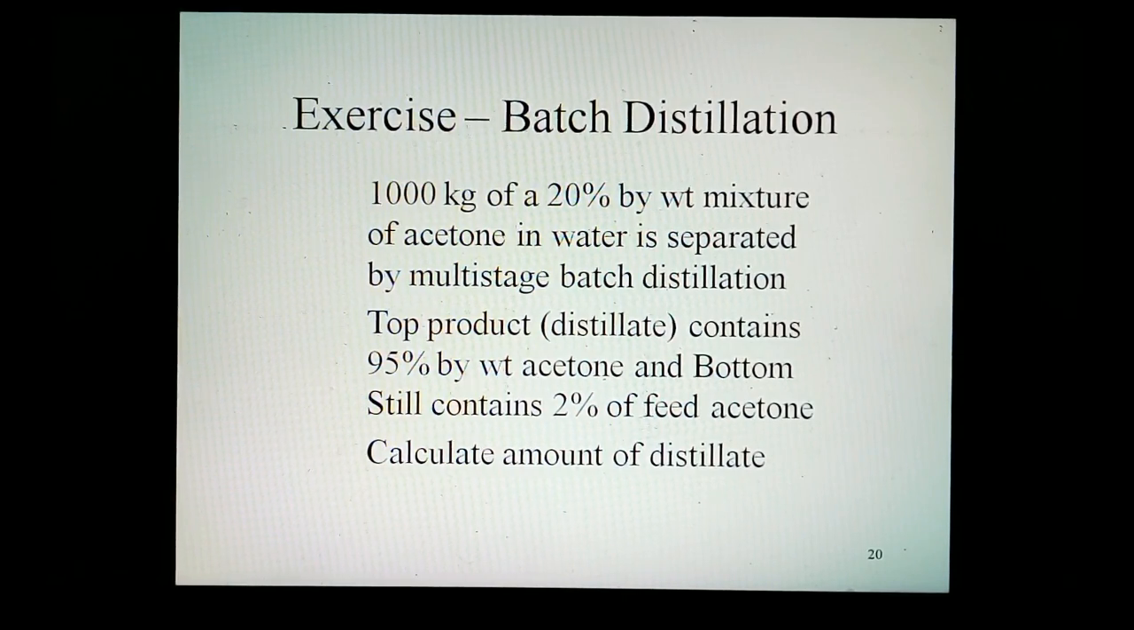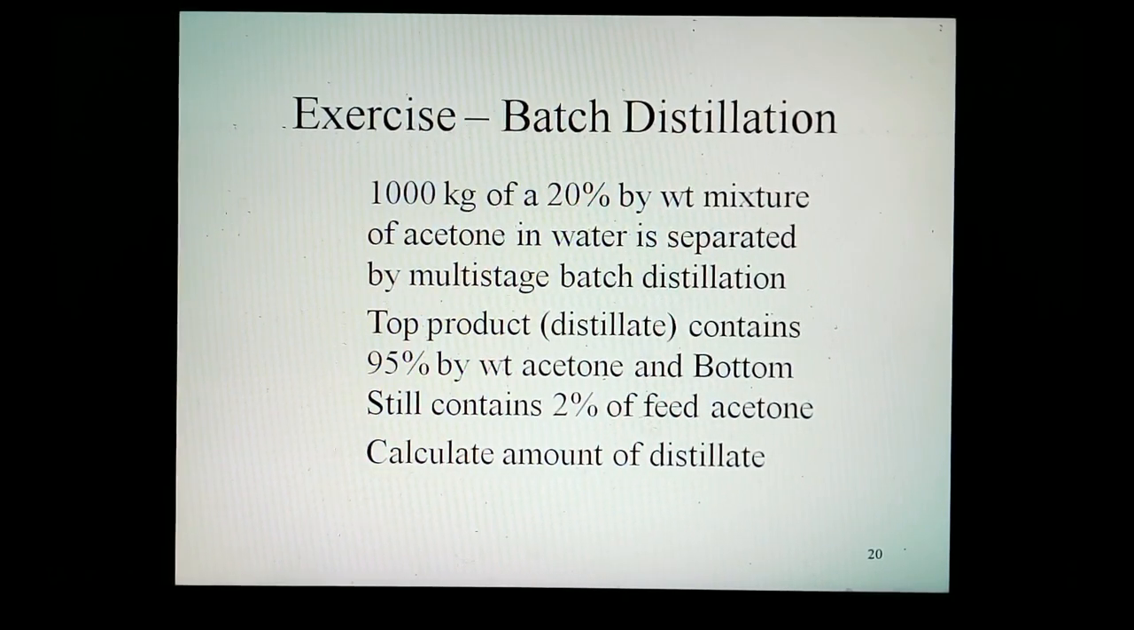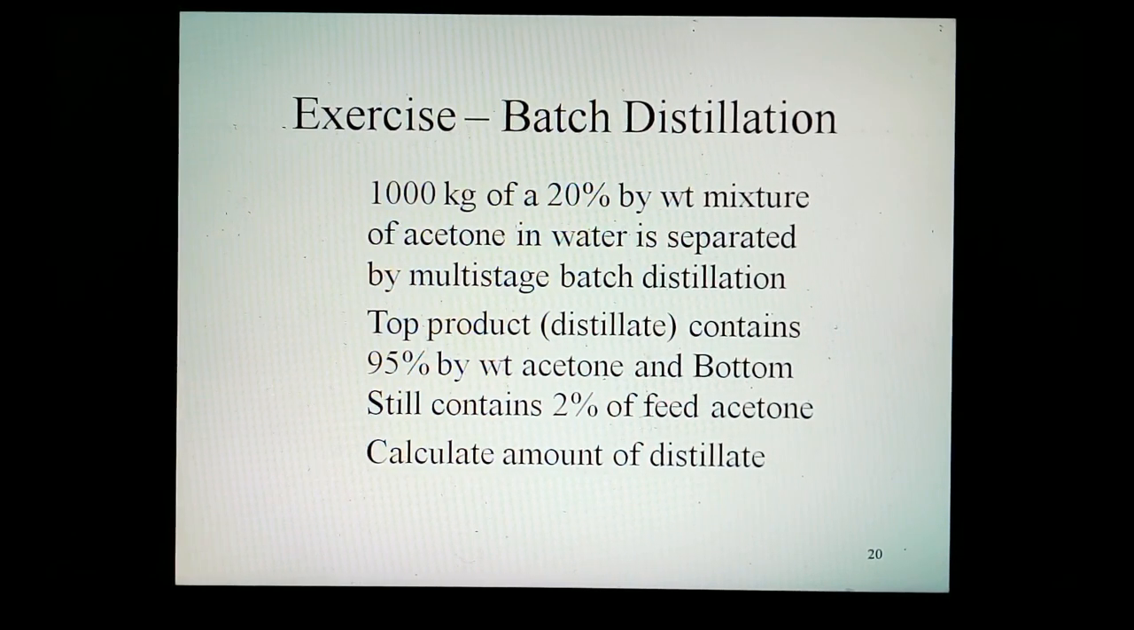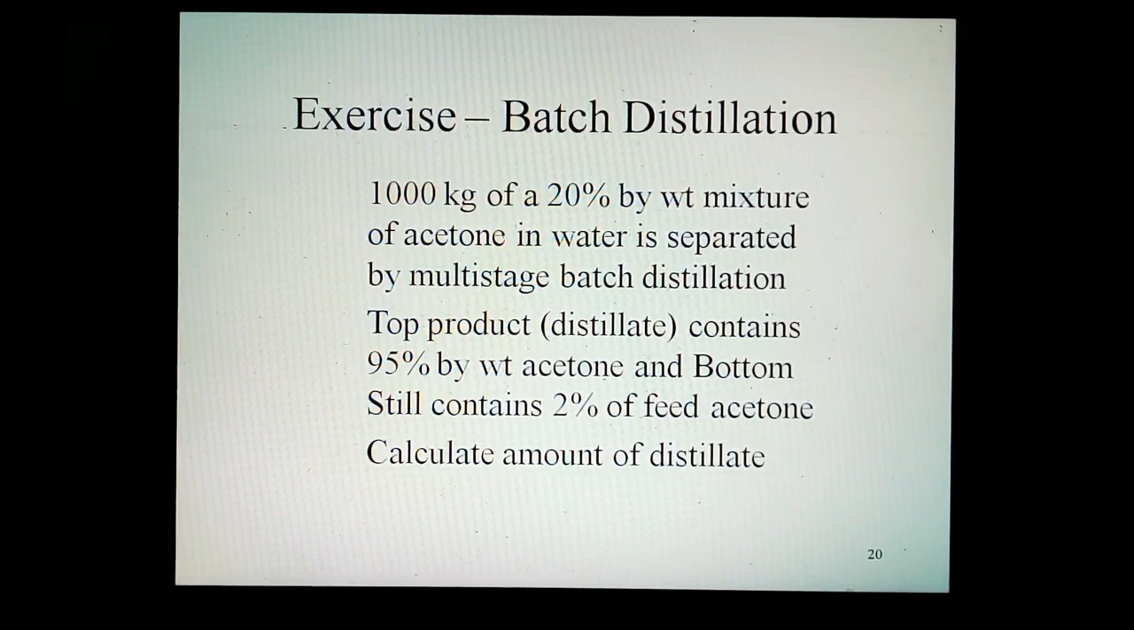The exercise in batch distillation. 1,000 kilograms of a 20% by weight mixture of acetone in water is separated by multi-stage batch distillation. The top product distillate contains 95% by weight acetone and the still contains 2% acetone. Calculate the amount of distillate.